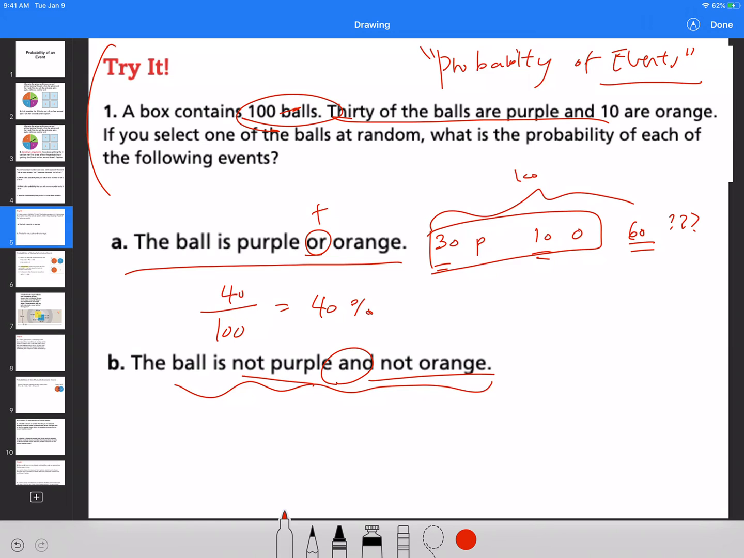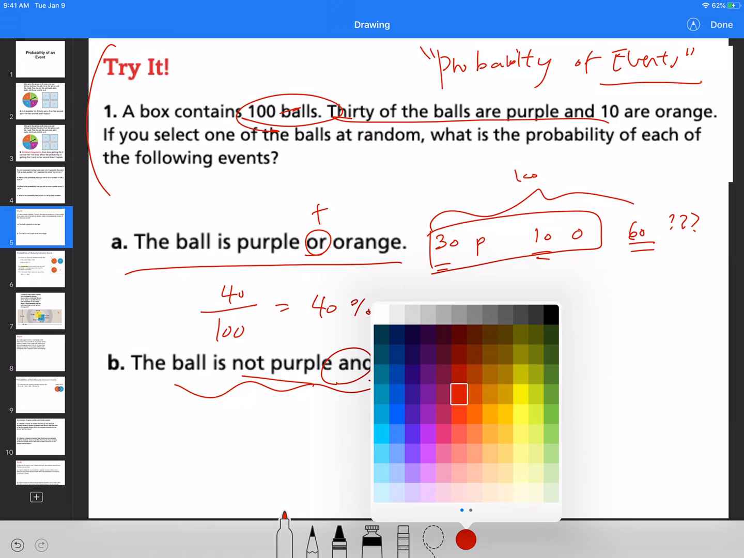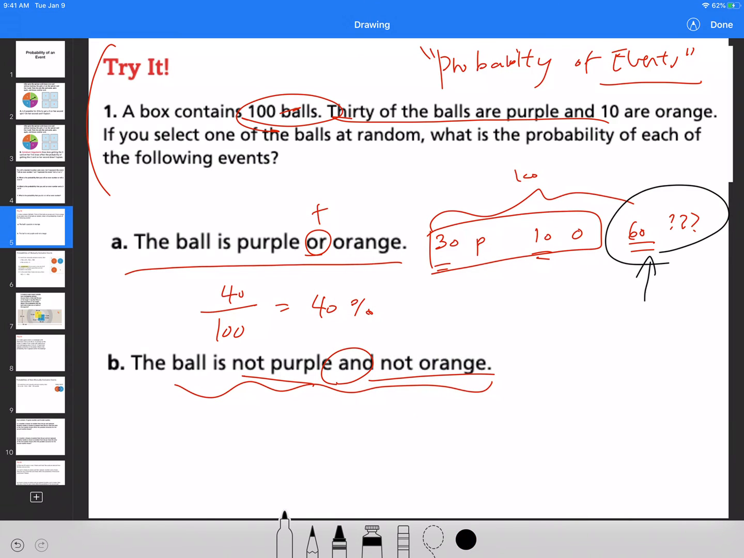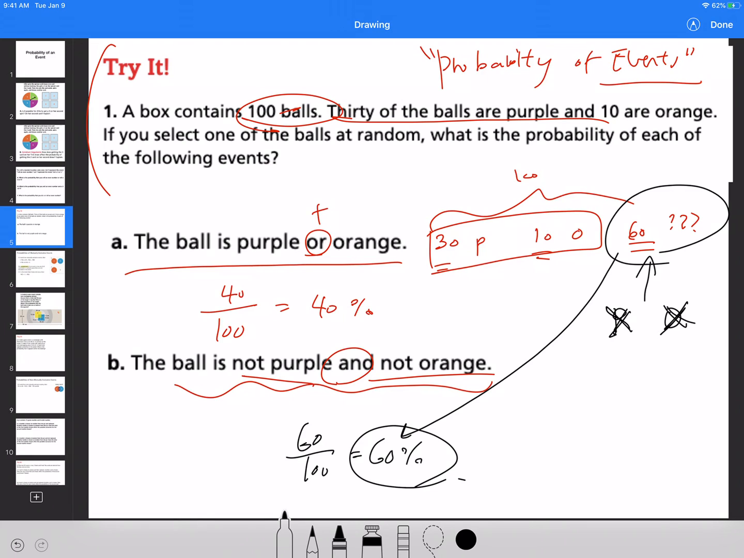The ball is not purple and not orange. Simultaneously, they're neither of those two things. Well, what about these guys right here? These balls are not purple nor orange at the same time, right? So that's actually this number that they're looking for. So that is 60%.